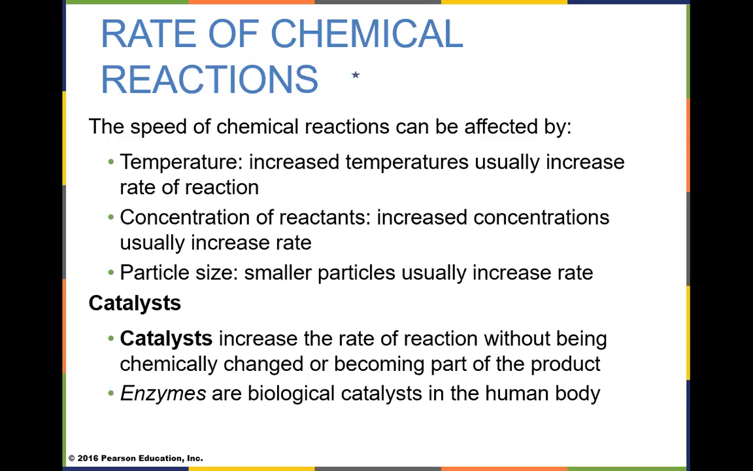A catalyst can make a reaction in the body go faster. And the catalyst that we use is what's known as a biological catalyst called an enzyme. Enzymes are proteins that make reactions go faster. The enzymes don't get used up, they just make the reaction go at a faster rate. That's the only way we can get a reaction to go faster.